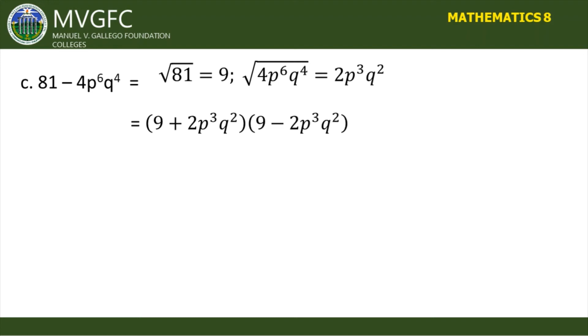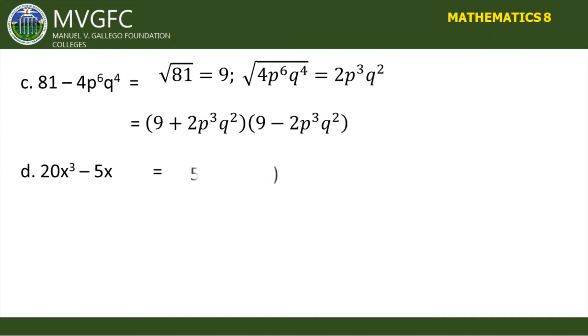So with that, we can say now that our final answer would be 9 plus 2p cubed q squared, quantity multiplied by quantity 9 minus 2p cubed q squared. Just please don't forget the plus and minus sign or the operations.